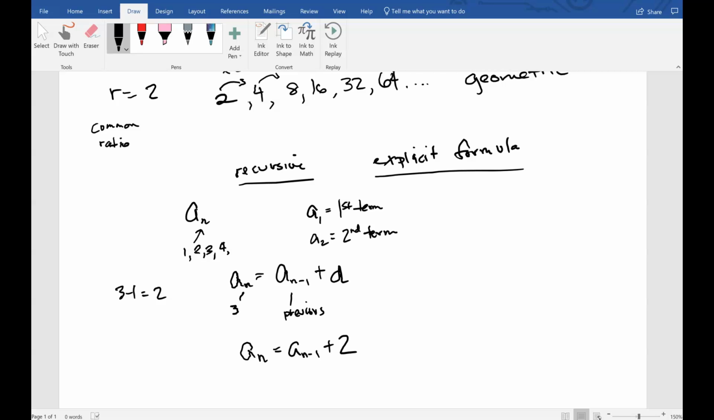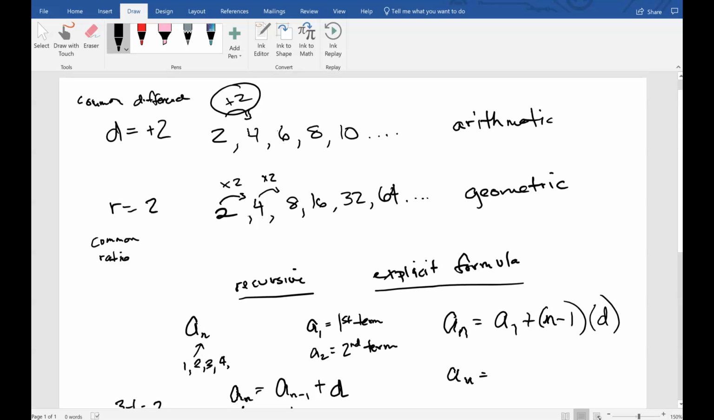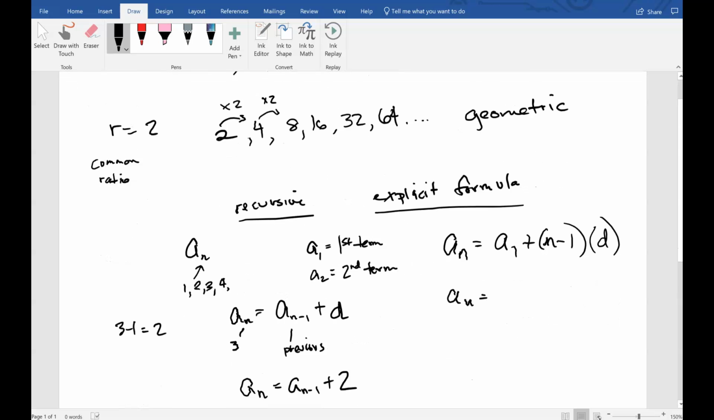Okay, for the explicit formula, this can be found on page 155 for the arithmetic sequence, and here is the generic form. A sub n equals a sub 1, so that means the first term, plus, and just go with this for right now, I'll explain it in a second, n minus 1 times d. Basically what this says is, you give me the first term, which, if you look above, the first term in both sequences was 2.